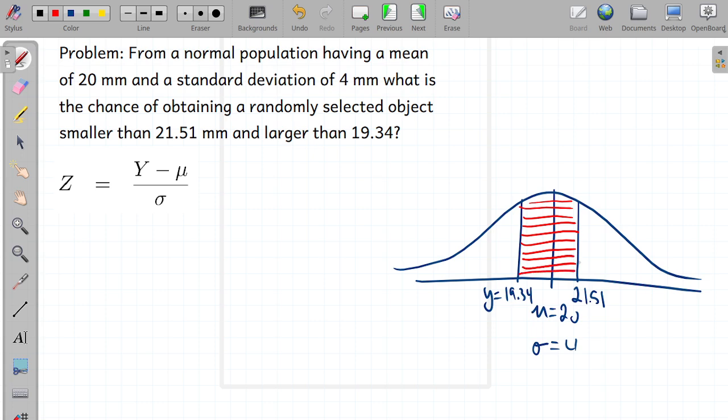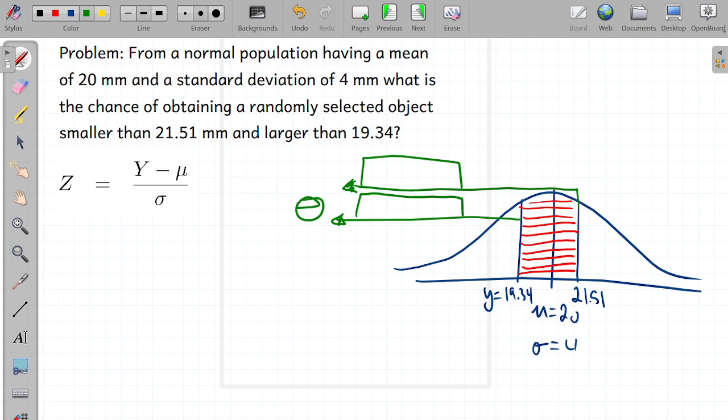So how we're going to get that is I'm going to find the p-value, the area, heading from 21.5 all the way to the left, and then I'm going to find the same for the other value heading to the left, and we're going to subtract them. Same as we did before. The only thing about a question like this is there's two computations. So let's do them. So here we have z upper.